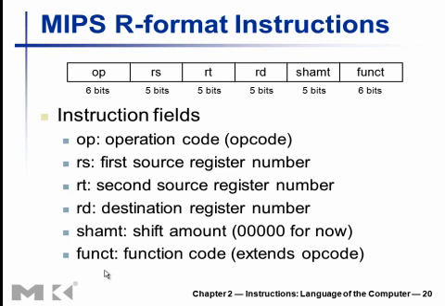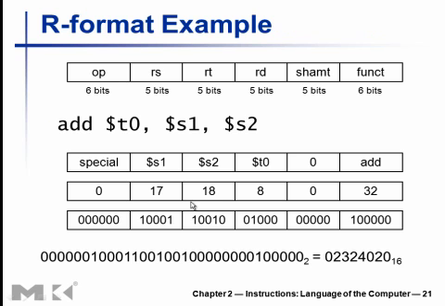Here is the MIPS R-format instruction. I think we have looked at this before. The opcode is 6 bits, RS is 5 bits, RT 5 bits, RD 5 bits, the shift amount 5 bits, and the function code 6 bits. An example R-type instruction is the add instruction. The R stands for registers, which means all the operands are from registers. So $t0, $s1, $s2 are registers, and they provide the operands for the add instruction to operate upon.